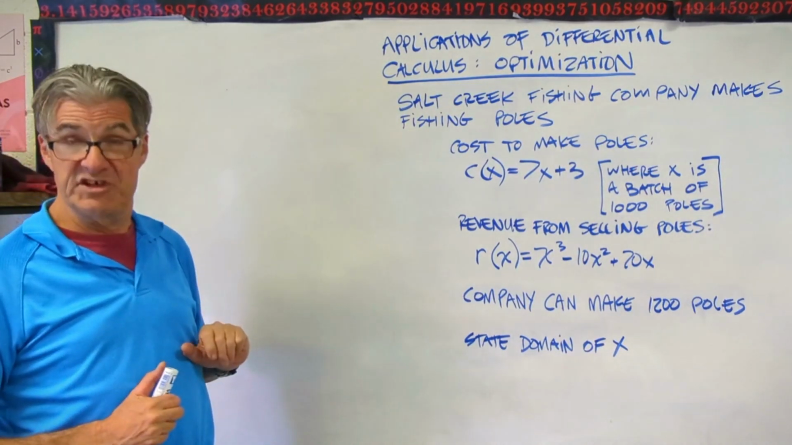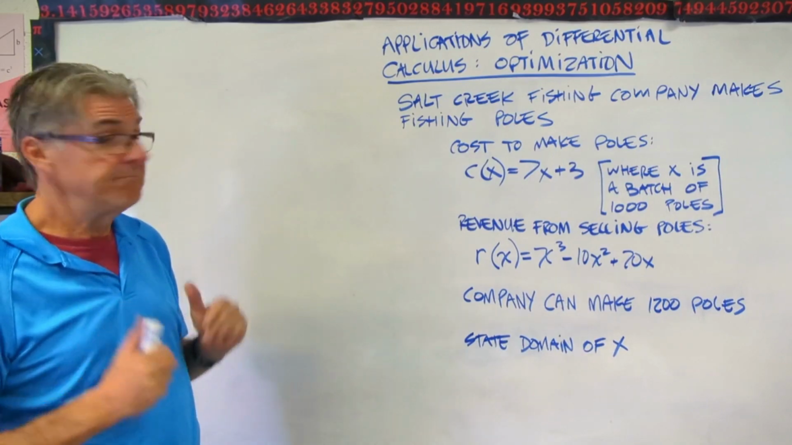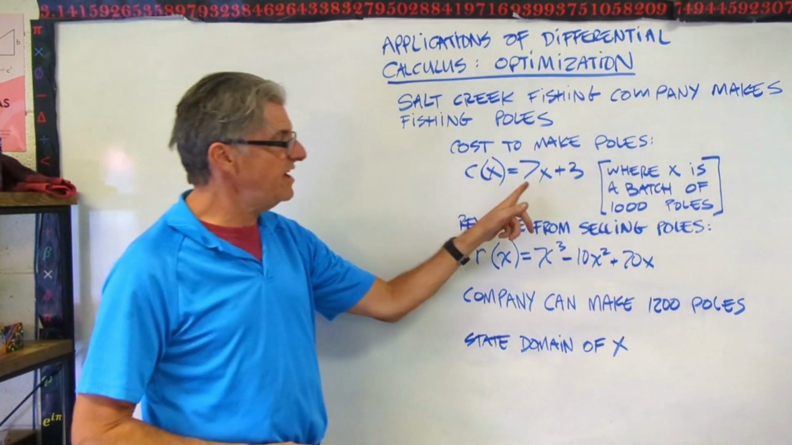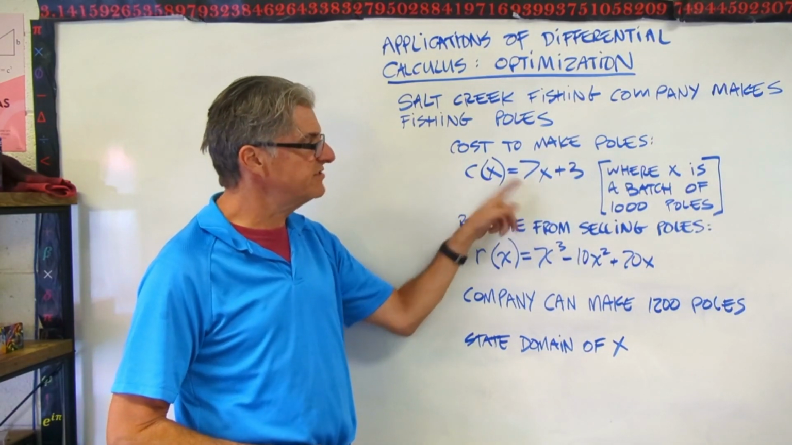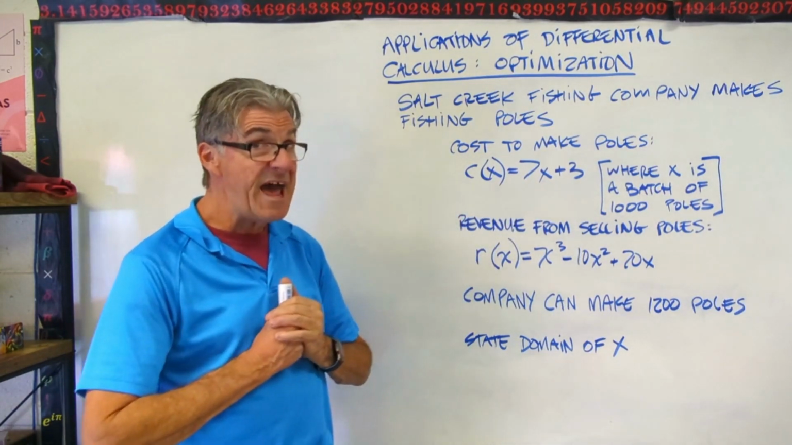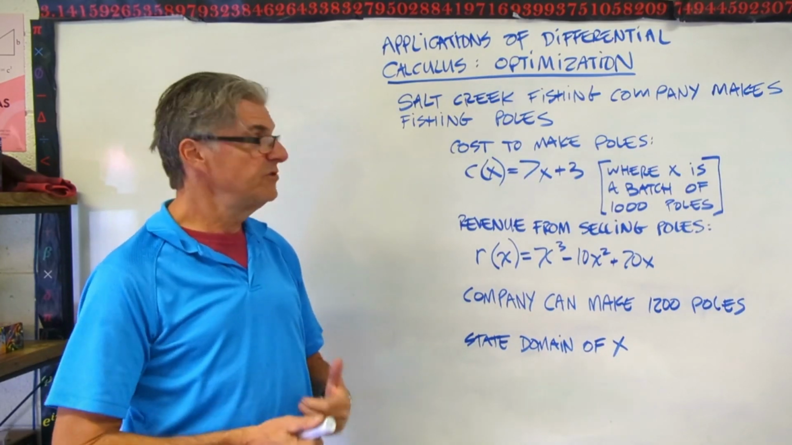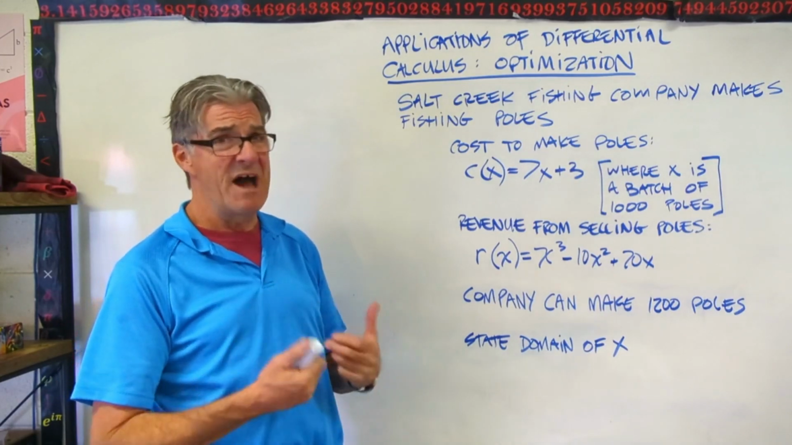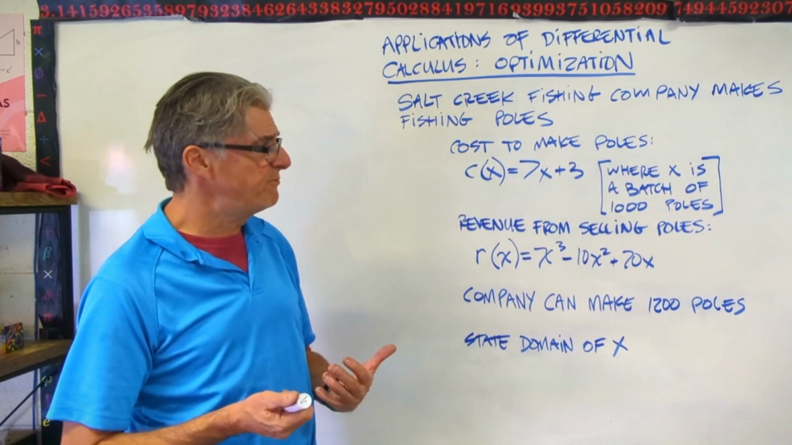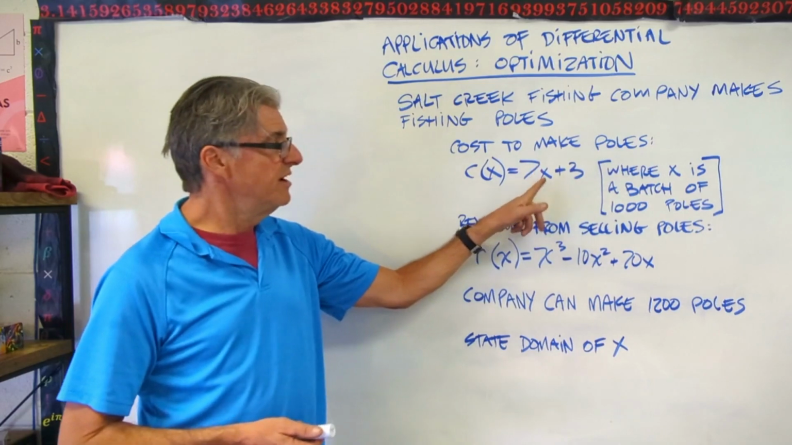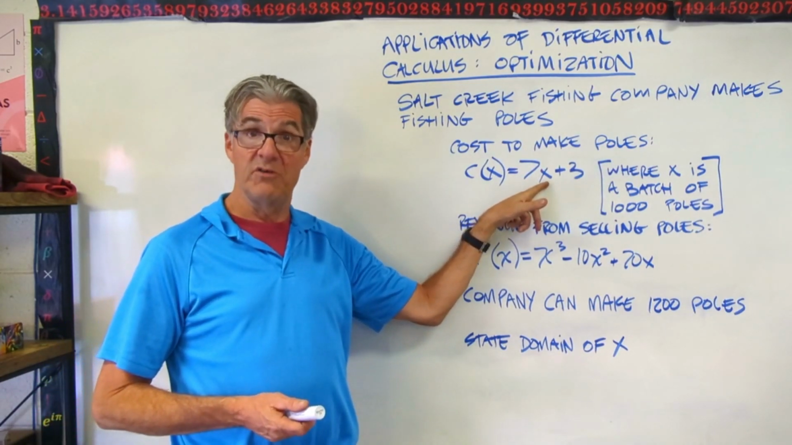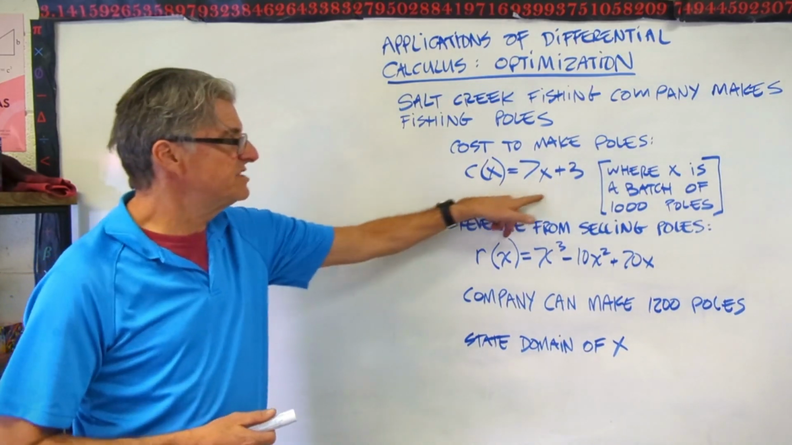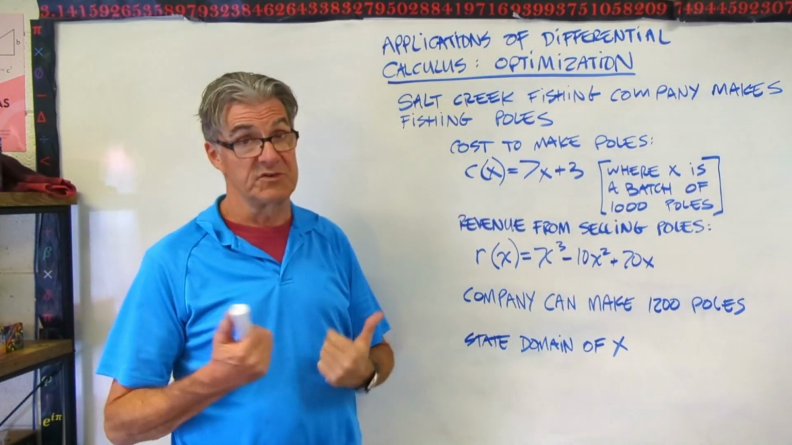So Salt Creek Fishing Company makes fishing poles. Here's the cost to make the pole. So we have an equation for that. It's 7x plus 3, cost as a function of x. Now in this problem, x is a batch of 1,000 poles. So it's not just one pole, it's 1,000 poles. Maybe the costs are relatively minor per pole, so they choose to do this per batch of 1,000 poles. So this x stands for 1,000 poles. If we made 2,000 poles or 5,000 poles, this function would tell us how much that would cost for us to make those poles.